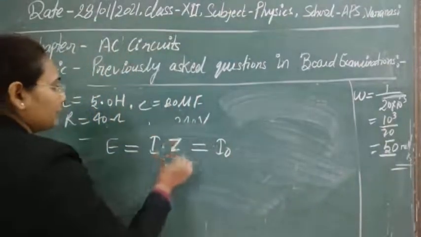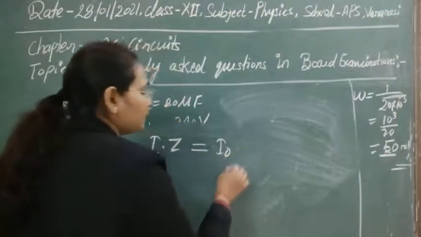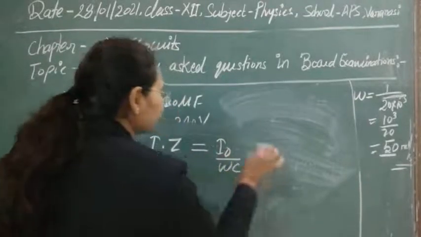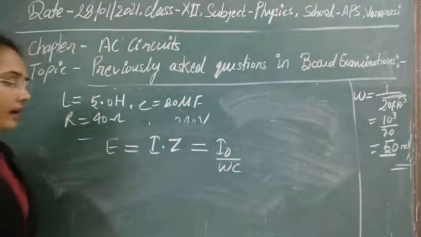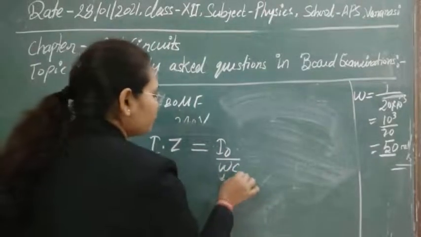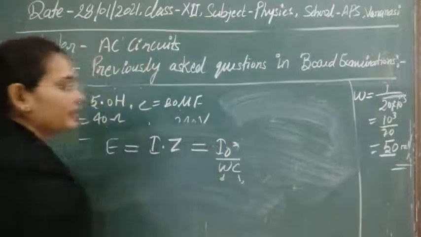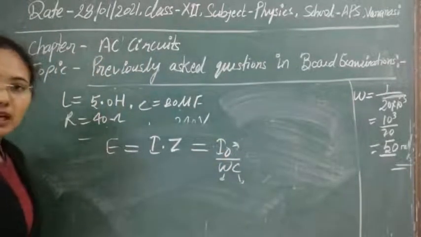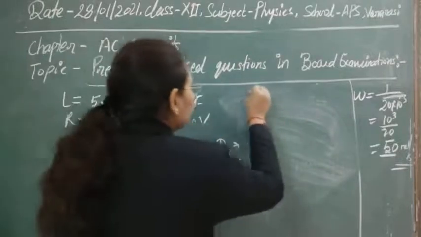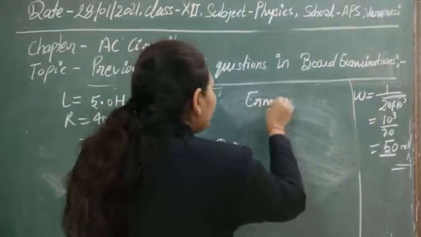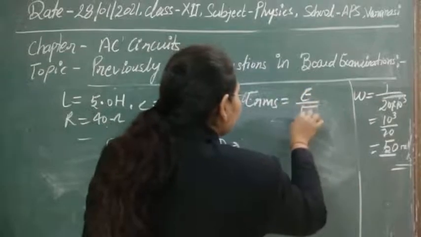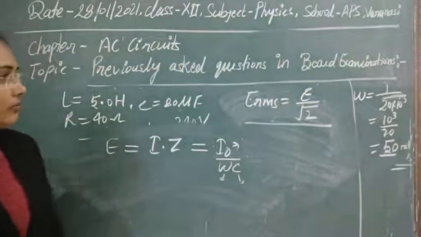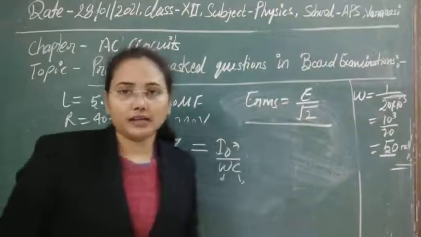You know that the impedance of the capacitor circuit is 1 upon omega C. So here you can write this is equal to 1 by omega C. And we have the value of omega, we have the value of C, we have just calculated I0. Then we can put it in and find out the peak value here. After finding this, we can find out E RMS, so this is equal to E by root 2. With the help of that, you can easily find out the potential drop across the capacitor.